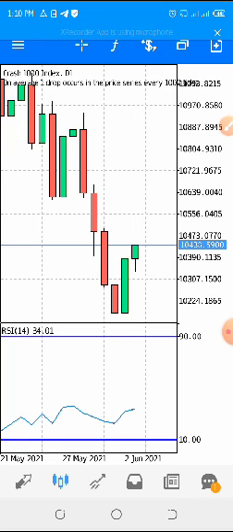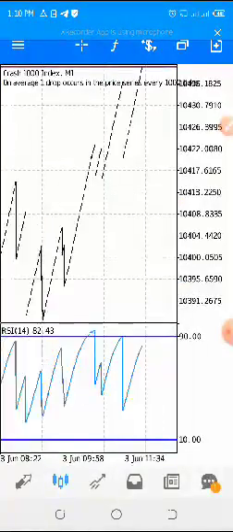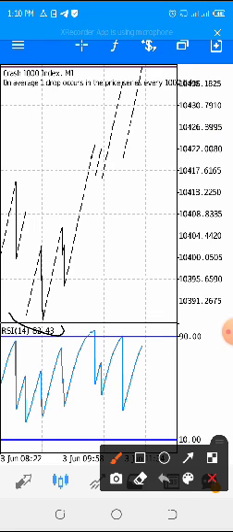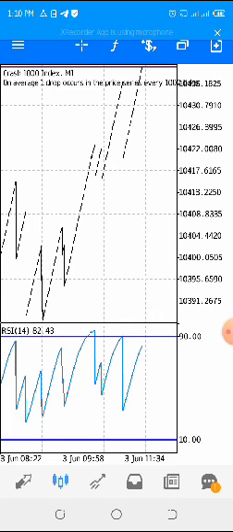But let me just show you something here. I want to see if I can catch a spike. So what I will do is go to 1 minute. This strategy is a 1 minute strategy. Now look at this RSI 14. Despite the fact that the trend is a bullish trend, I can still catch a spike here.